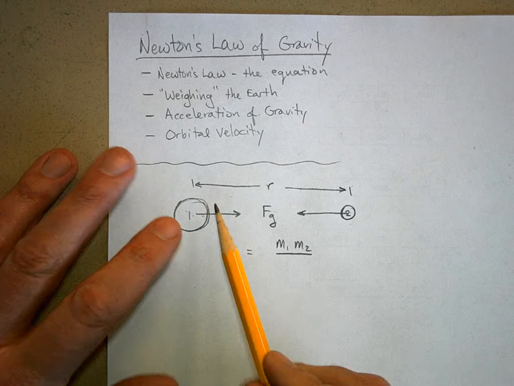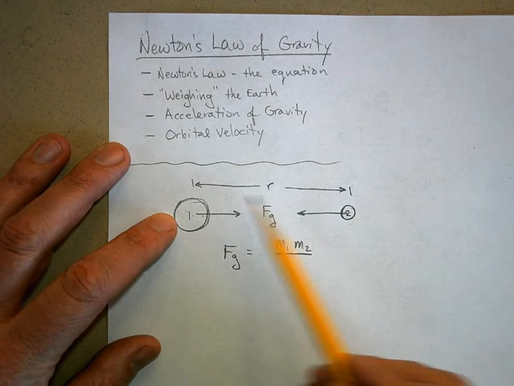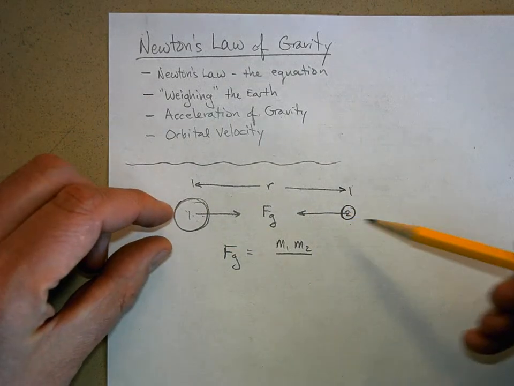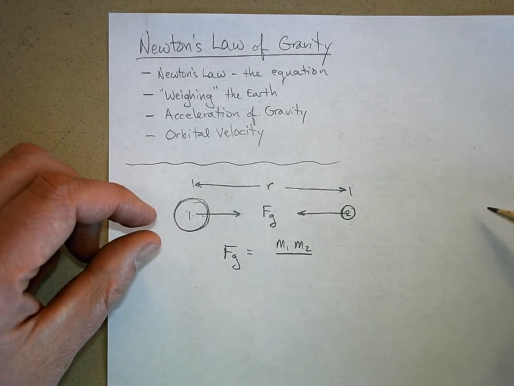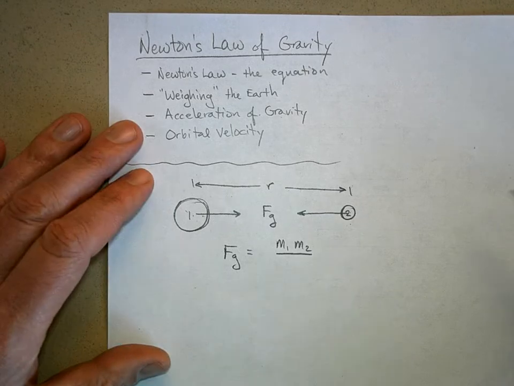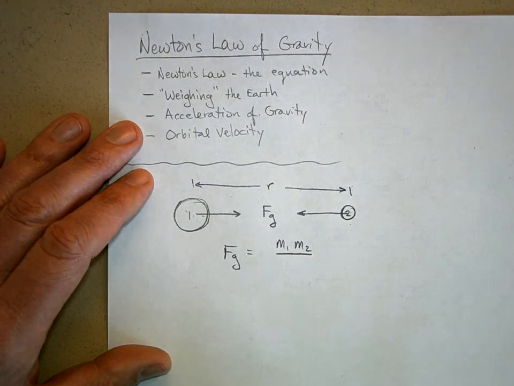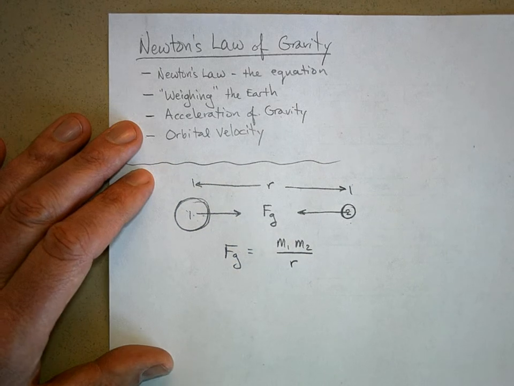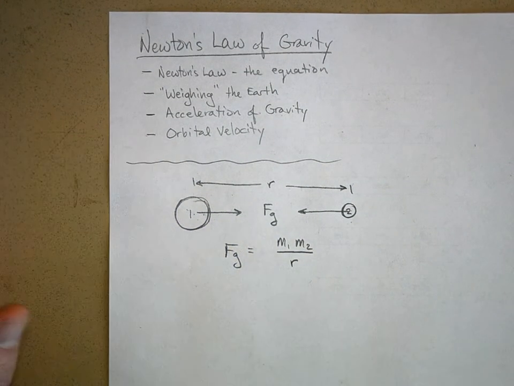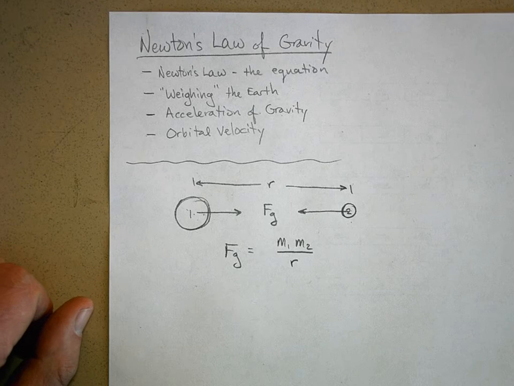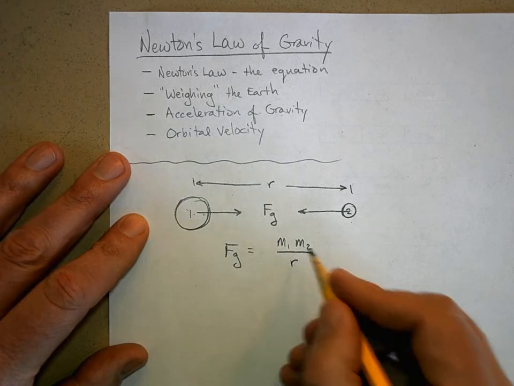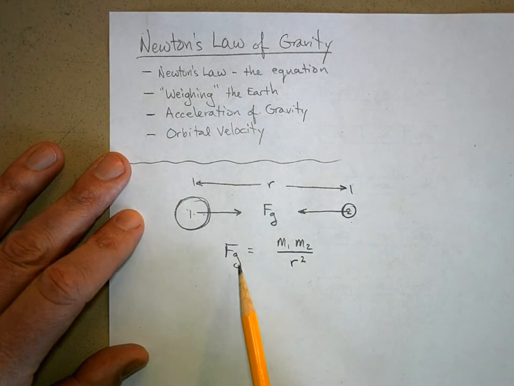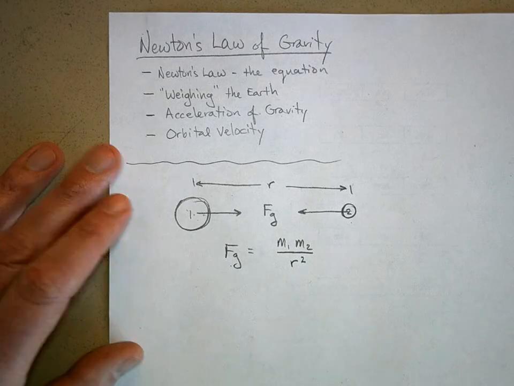Now, if I make R bigger, in other words, if I separate the objects by a greater distance, isn't it intuitive that the gravity is going to get weaker? Which implies that the force is inversely proportional to R. Now, Newton tried this equation out, and it didn't quite work. And what we find is that gravity doesn't get weaker by 1 over R, it gets weaker by 1 over R squared. In other words, gravity gets weaker by the square of the distance.